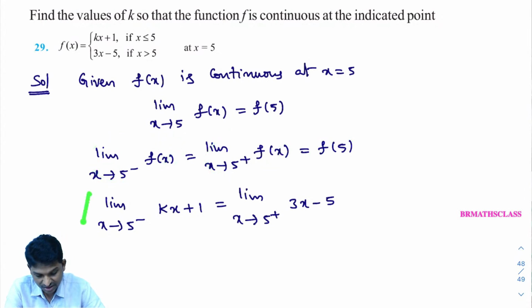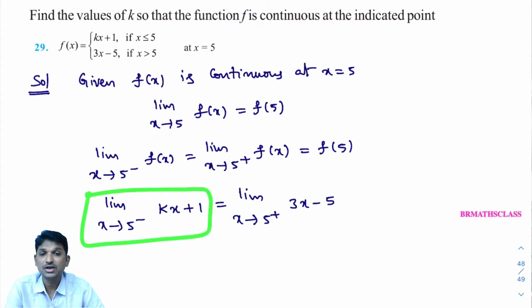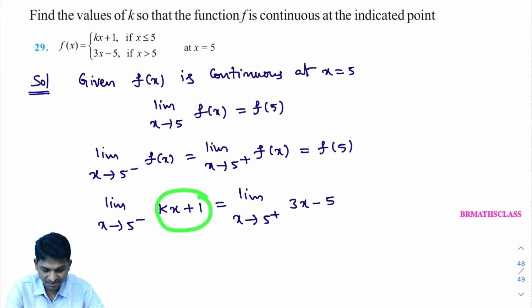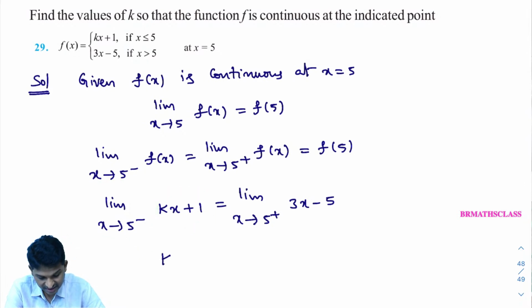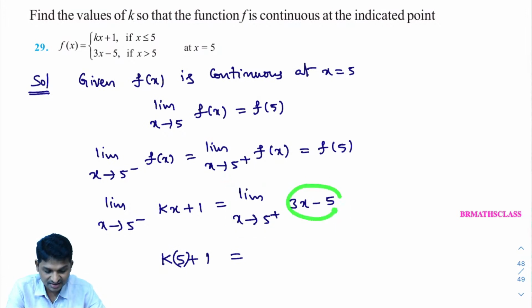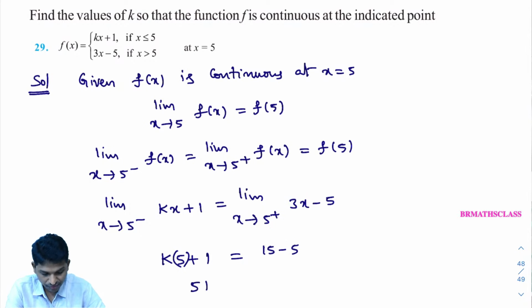You observe here, how to calculate this limit? In the limit chapter, we can do this problem by the direct method. What is the direct method? In the given function, wherever x is there, you write 5. So what you will get here? k into 5 plus 1 equals, by the direct method, 3 into 5, 15, minus 5. That is 5k plus 1 equals 15 minus 5, which is 10.